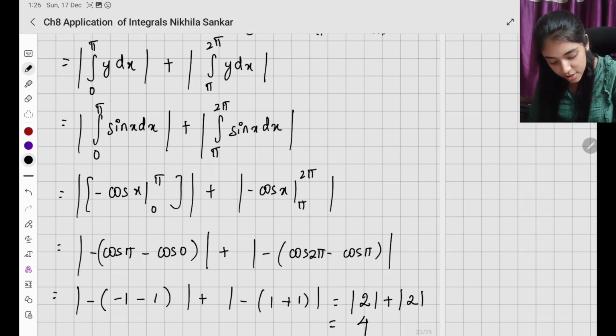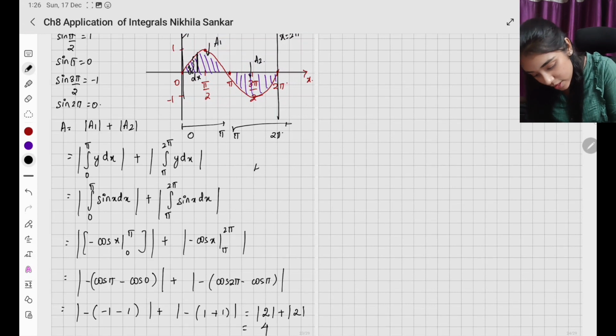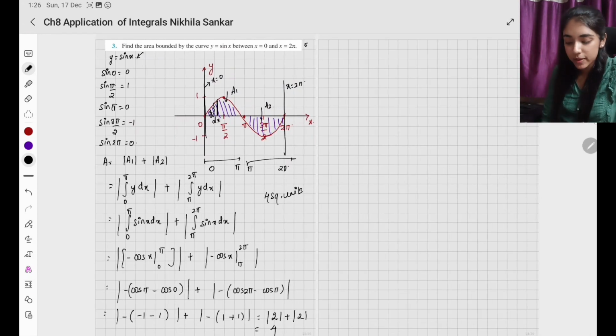So the final answer is going to be 2 plus 2 which is going to be 4. Okay, understood? So what is my final answer? It is going to be 4 square units. 4 square units. Okay, please copy.